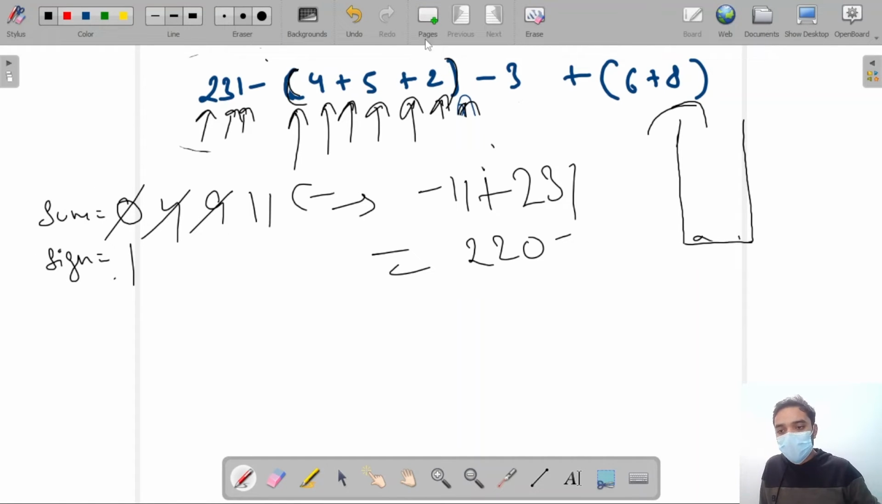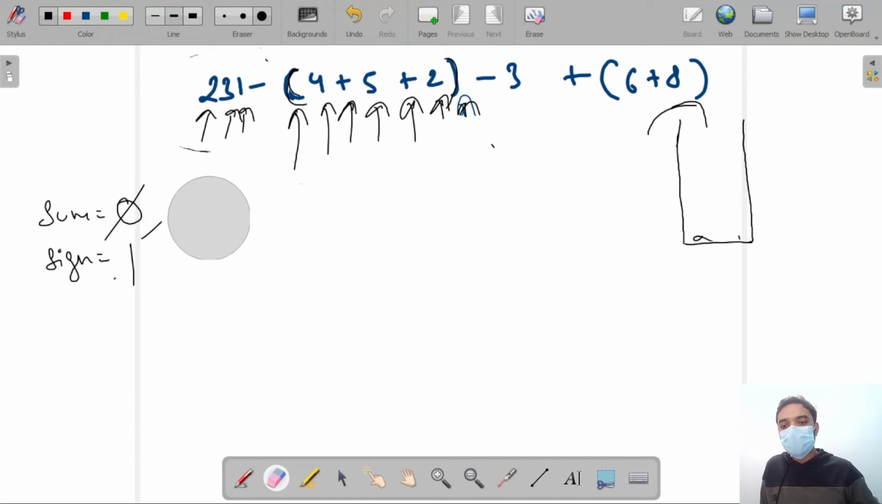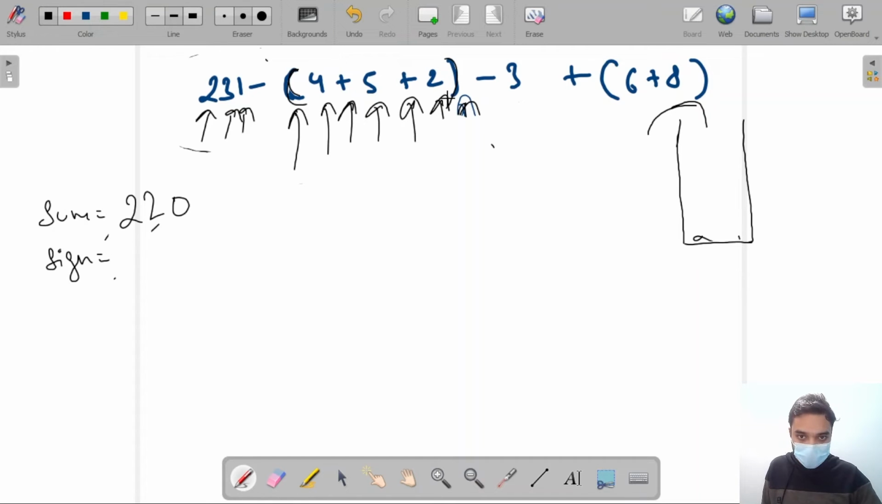So now my sum is updated. So now my sum is 220, fine, and I have to restore my sign with 1, fine. So after this, again now I get minus sign. So I just have to update my minus sign. So I have to update my minus sign.